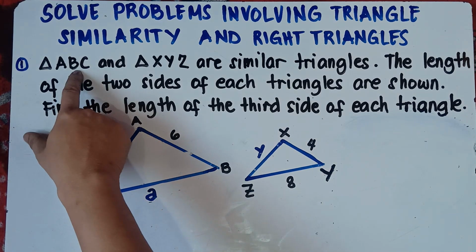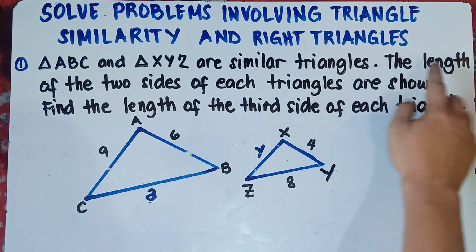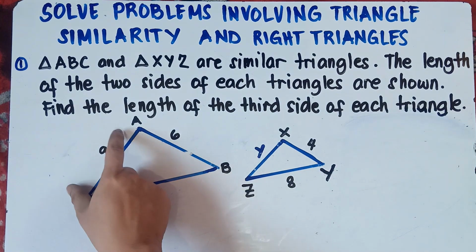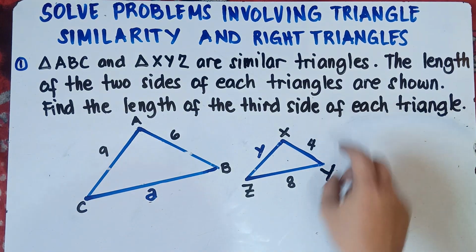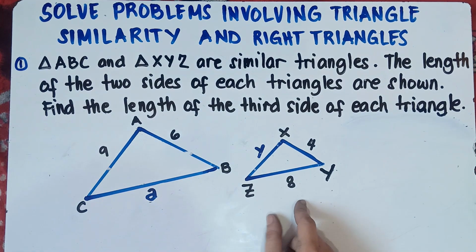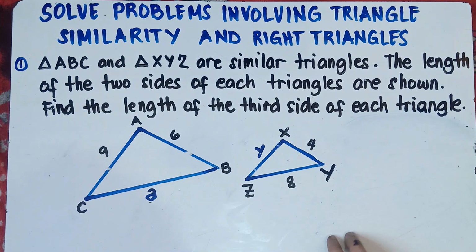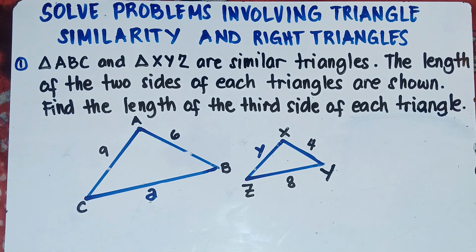If triangle ABC and triangle XYZ are similar triangles, the lengths of two sides of each triangle are shown. We are given sides AC and AB, and sides XY and ZY, which is 8. You are told to find the length of the third side of each triangle. So you're told to find A and you're told to find Y. Now once again class, if the triangles are similar, the corresponding sides are proportional.